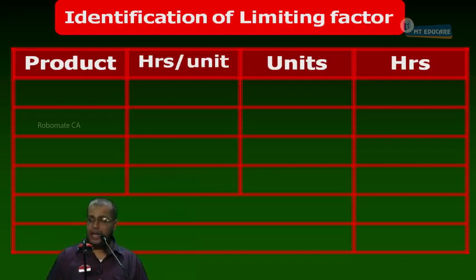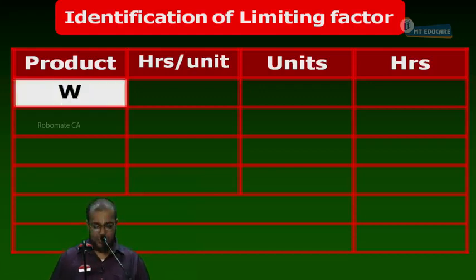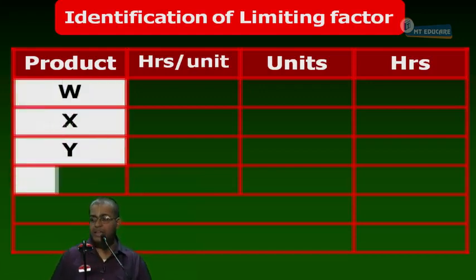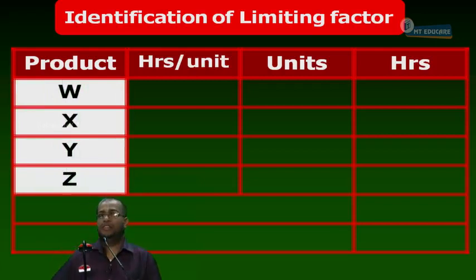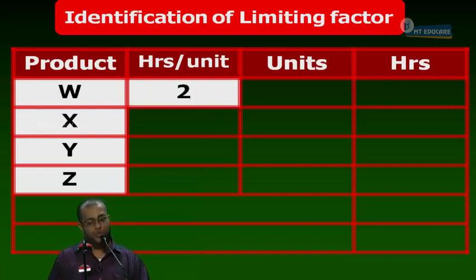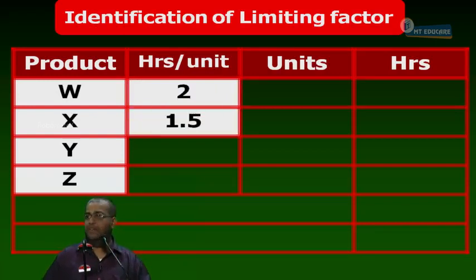Tell me what are the products? W, X, Y and then Z. Hours per unit can be found using the direct expenses absorption rate. Now, 20 rupees per machine hour is direct expense. W is given how much rupees? 40. That means how many hours per unit? 2 hours. W is 2 hours per unit. X is 30 by 20, 1.5 hours.